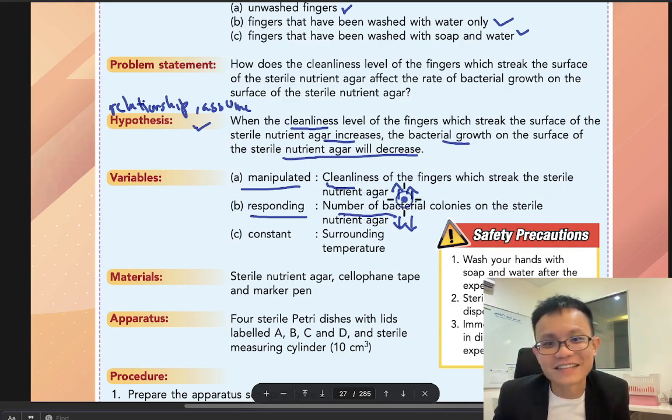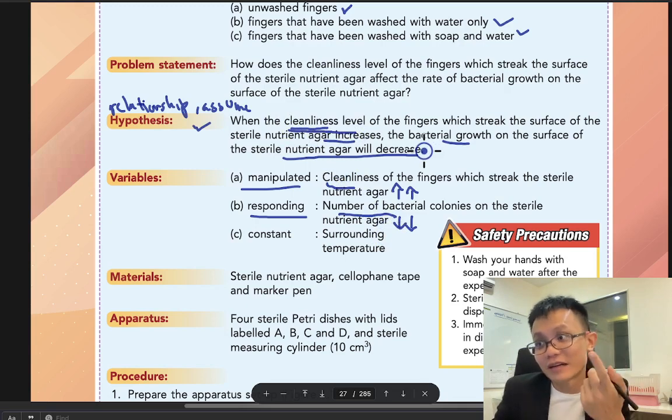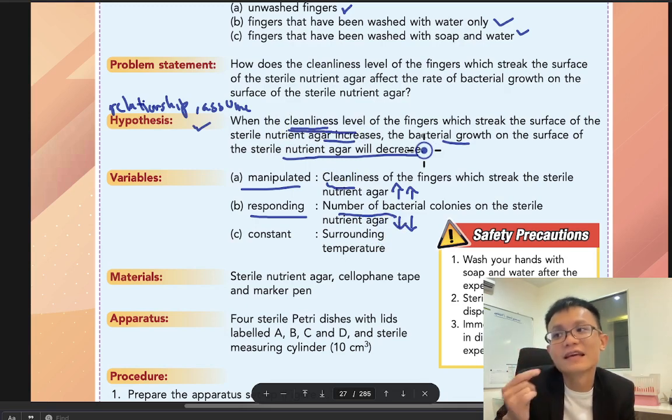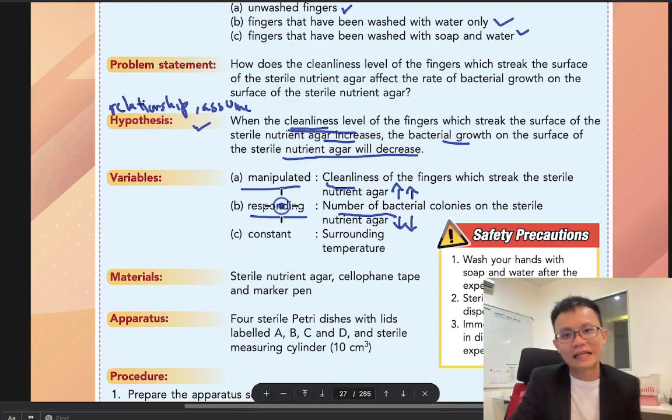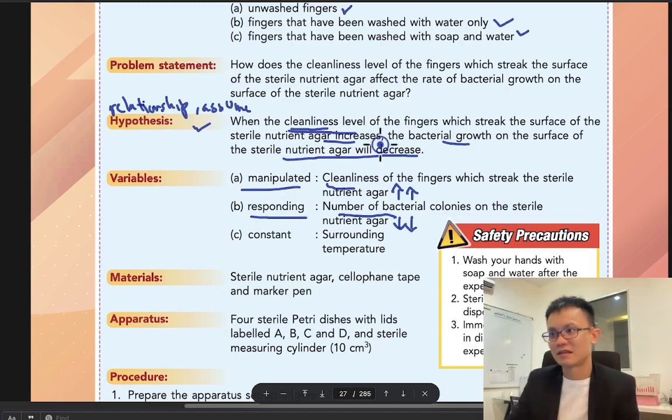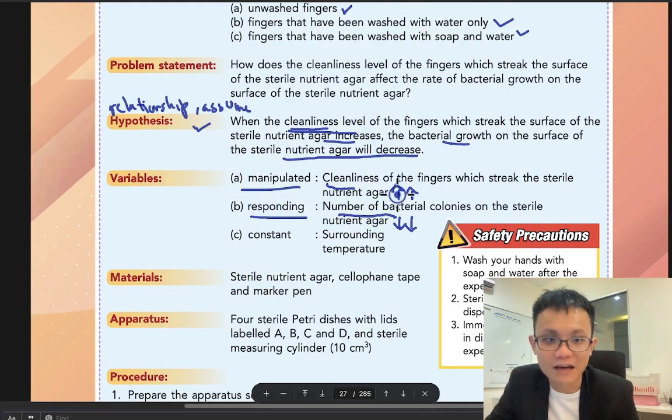That's why when they write in the sentence, when the cleanliness of the finger touching the surface increases, then the bacteria growth on the surface of the agar will decrease. Oh, that is why it's saying that if your hand is more clean, there is less bacteria. If your hand is more dirty, then there is more bacteria. So they just copy A and B to the hypothesis, but when you read it, it is confusing. Maybe he should say, when the cleanliness of the finger that touches or streaks the sterile agar increases, the number of bacteria colonies will decrease.